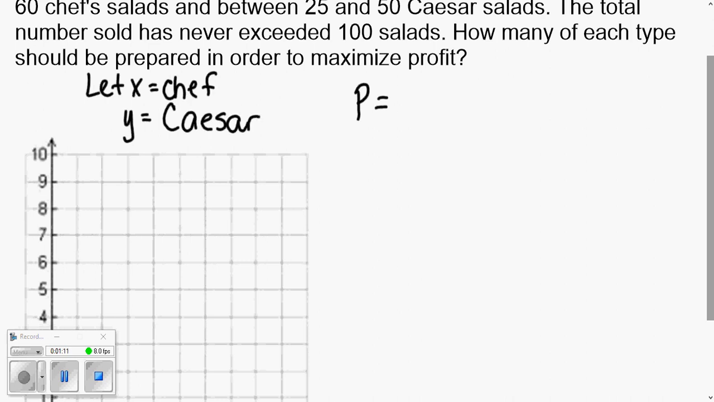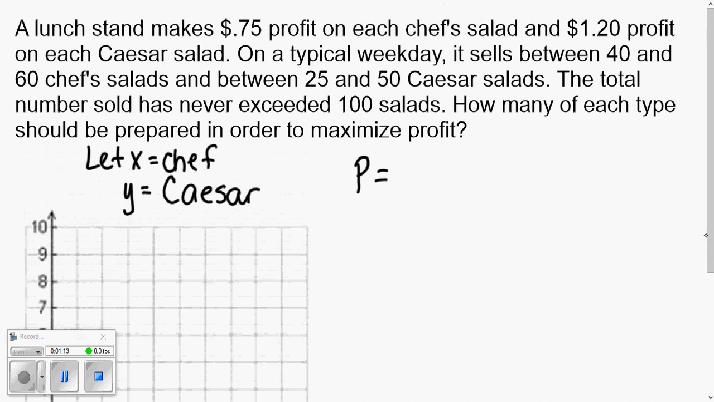Okay, so that very first sentence is where they gave us the profit information. The chef salads, which are x, are 75 cents each, so 0.75x. This is profit. Objective function is profit. And then $1.20 on each Caesar, so plus 1.2y. That's my objective function, the function that's going to allow me to find the total profit. We're going to have to pull across some constraints.